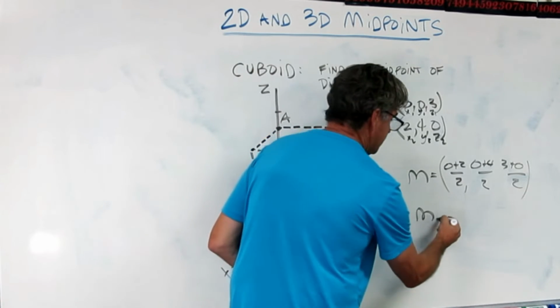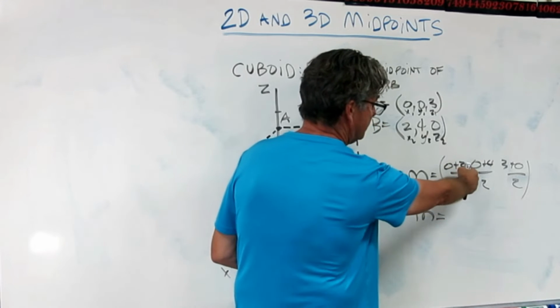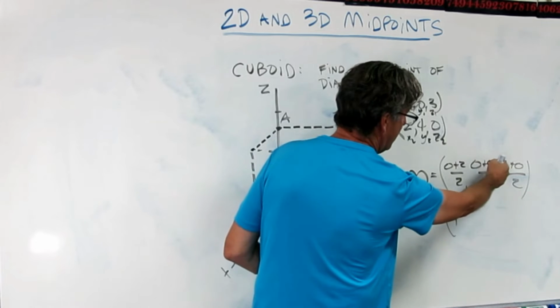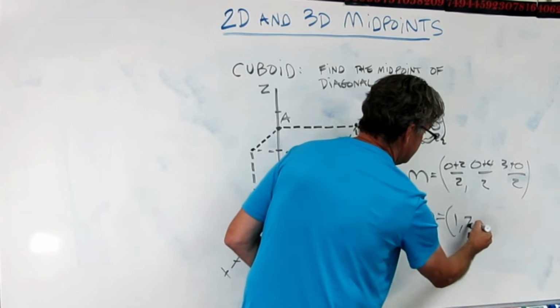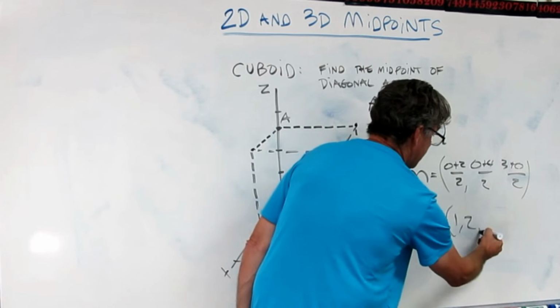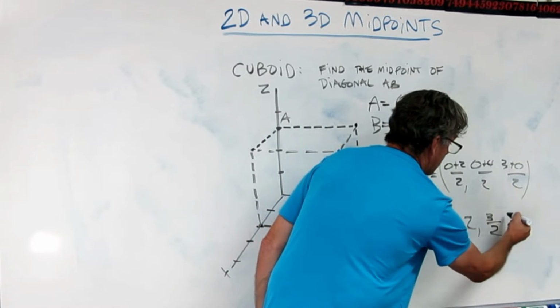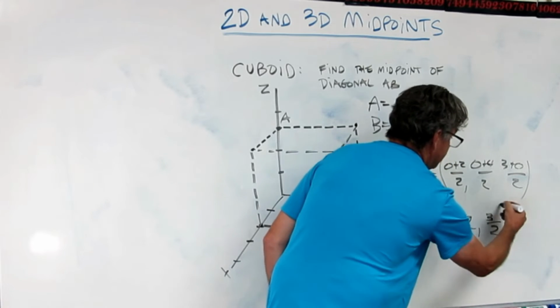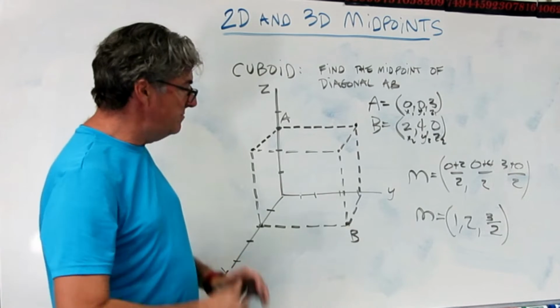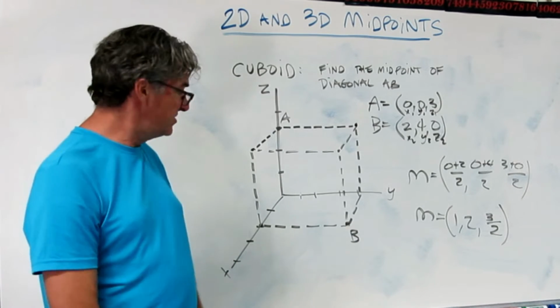Let's finish this out. The midpoint is going to be 0 plus 2 is 2 over 2 is just 1. 0 plus 4 is 4 over 2 is 2. And 0 plus 3 over 2 is going to be just 3 over 2, or 1.5. Just like that. Now, we can plot this point just to make sure that it makes sense to us.